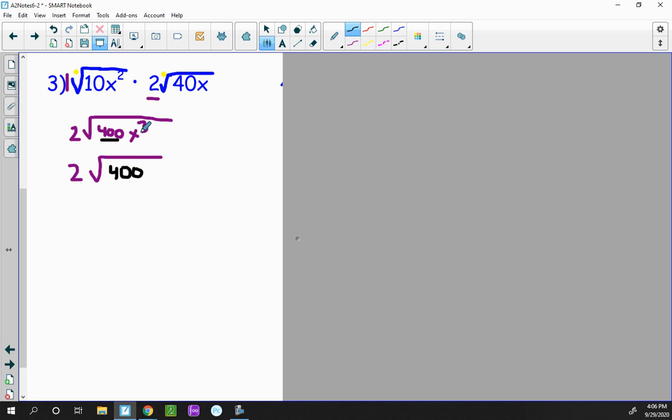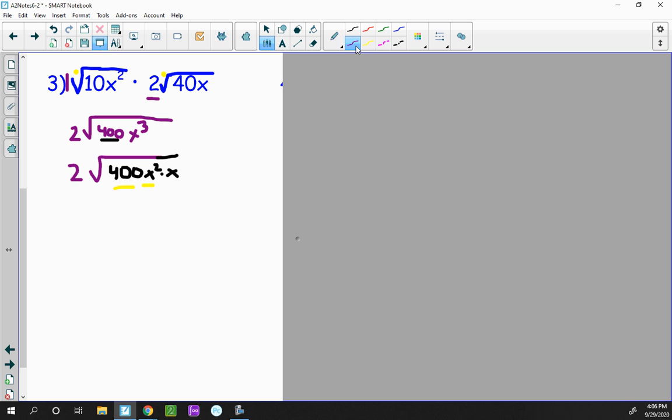And that's because I don't like this x to the third. I can't divide 3 by 2 and get a whole number, so I'm going to write it as x to the second and x to the first. And that should take care of it. And then I underline the pieces I can actually simplify, which looks like those two.